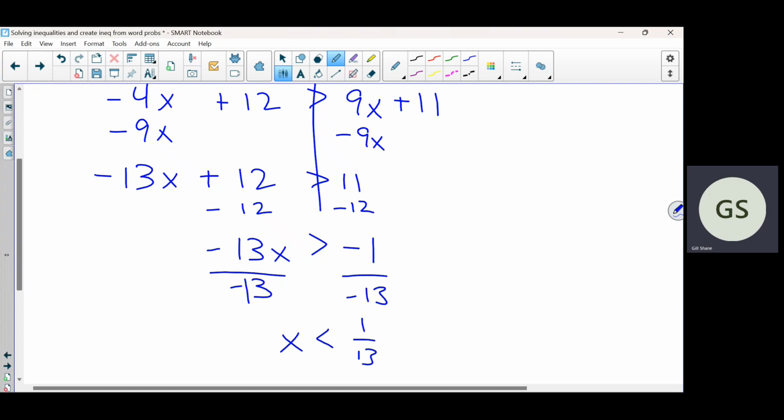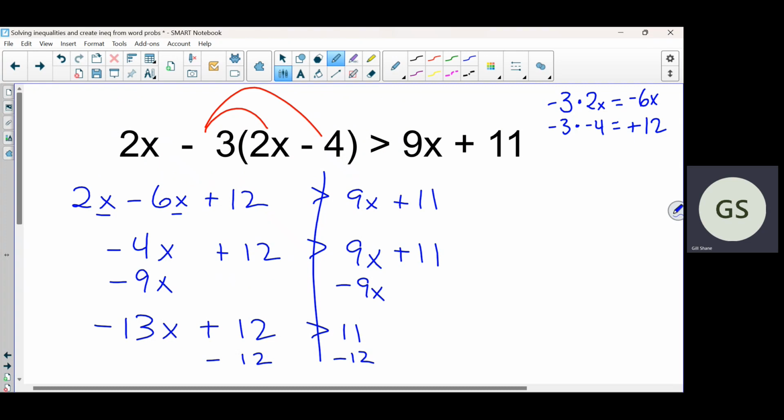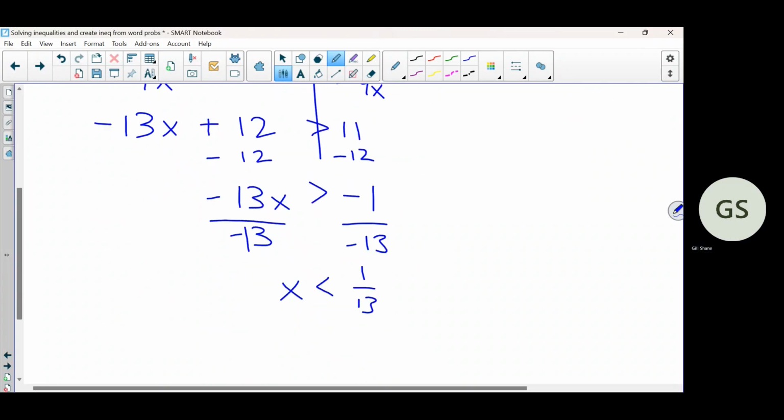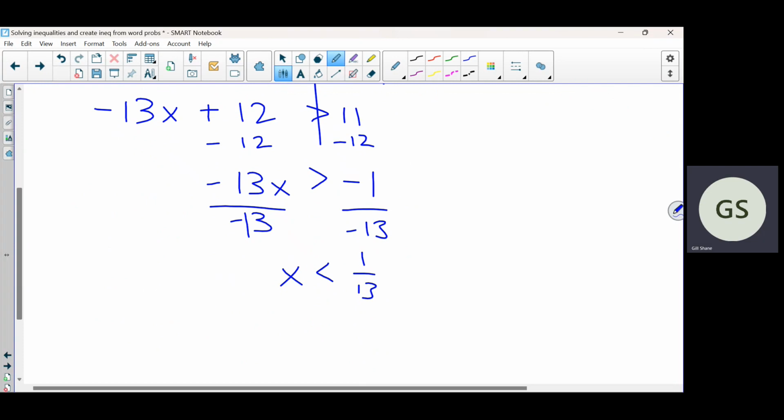So real quick, if some of you got a positive, it's probably because you said plus 4x and then plus 4x. That would have a positive number over there. So you can do it either way, but you better get the same answer. And you didn't have to flip the sign because the x was on the other side now. So it was still x is less than 1/13. Just the x's were on the right instead of the left. So there are always going to be two different options if you have variables on both sides.